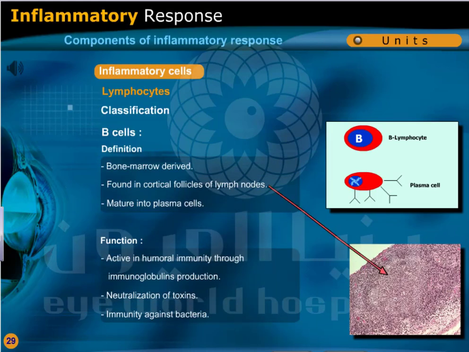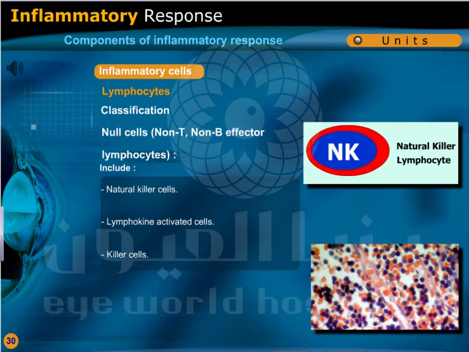Lymphocytes also include B cells, which are bone marrow-derived cells found in cortical follicles of lymph nodes and mature into plasma cells. They are active in humoral immunity through immunoglobulin production. They also help in neutralization of toxins and immunity against bacteria. Null cells, which are non-T, non-B effector lymphocytes, include natural killer cells, lymphokine-activated cells, and killer cells.